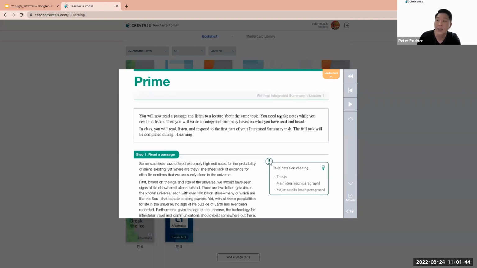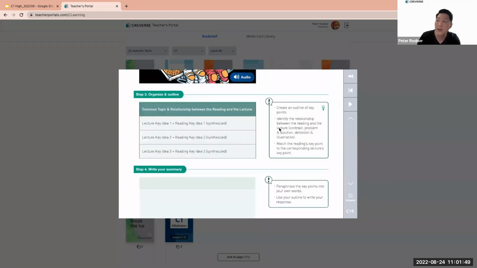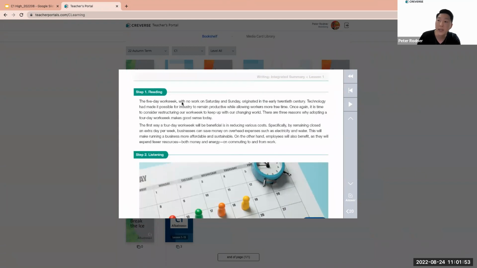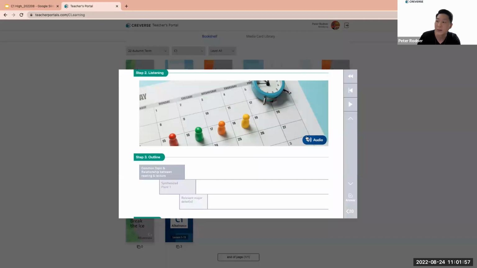Okay. I try to get the first paragraph or the introduction, which is basically this one right here. How are they connected? Okay. Then they give you a reading, listening. Okay. And this one is an actual practice.